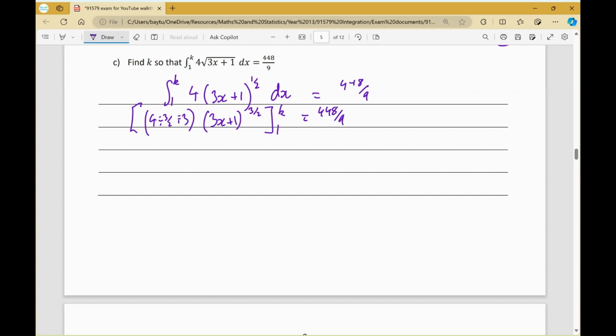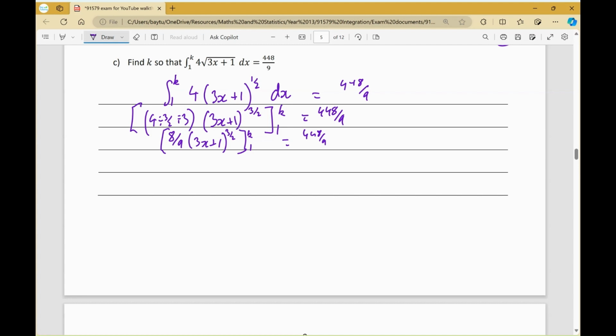So all of that simplifies to 8 over 9, and then 3x plus 1 to the power of 3 over 2, between k and 1, is 448 over 9.